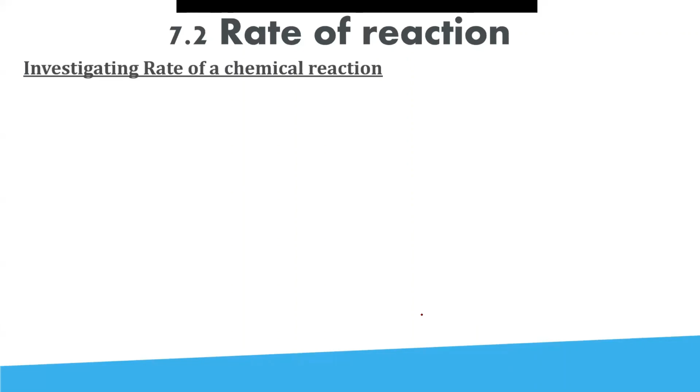Next is the idea of investigating the rate of chemical reaction. I will be explaining this in the next class. This will be more towards the idea of experimental chemistry. Mostly paper 6 type questions will be asked from this topic, the alternative to practical type questions.